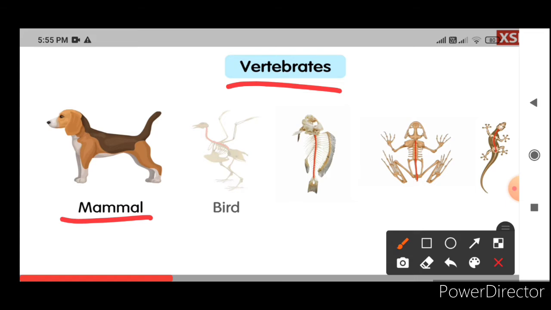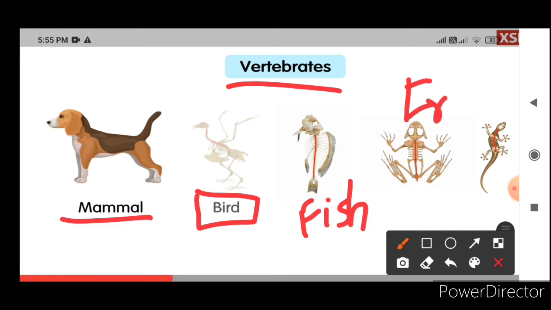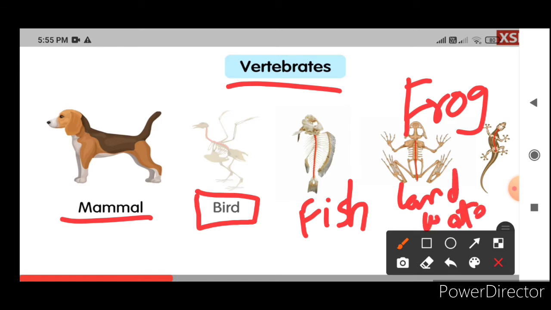And the animals which can fly, those all come under the birds group, and which are living in the water and moving with fins, they all come under the fishes group. And this frog is amphibian group. Amphibian means which can live both on land and water. So fishes can live only in the water, and birds can move in the air and can also walk on land. Most of the mammals are terrestrial, living on the land.